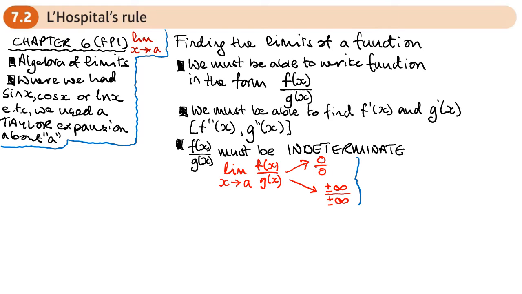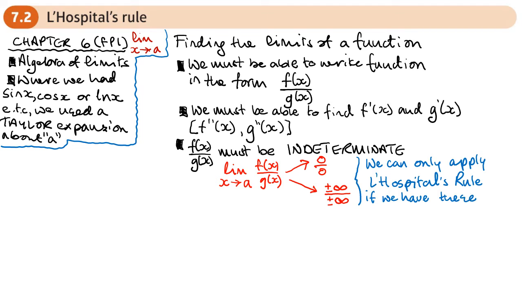Okay, so what can we write down here? We can only apply L'Hopital's rule if we have these indeterminate forms. So no other indeterminate forms are allowed. Okay, now what does his rule say?